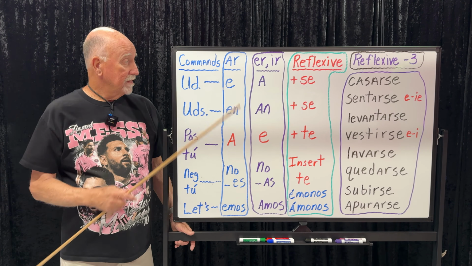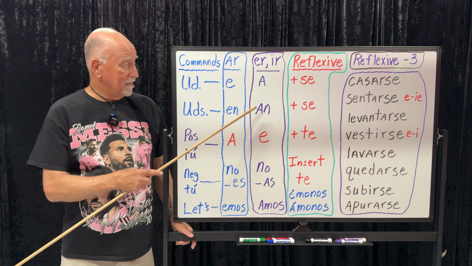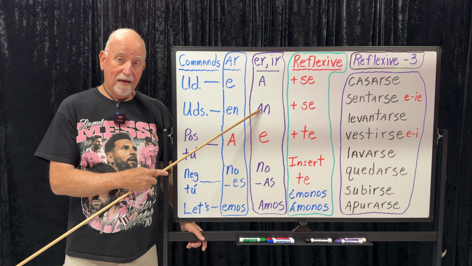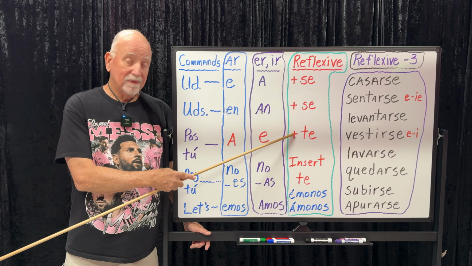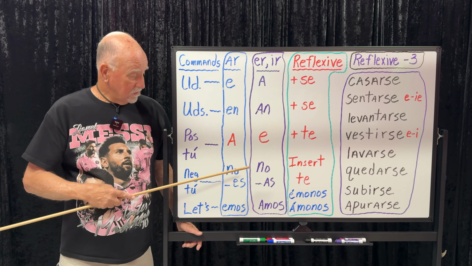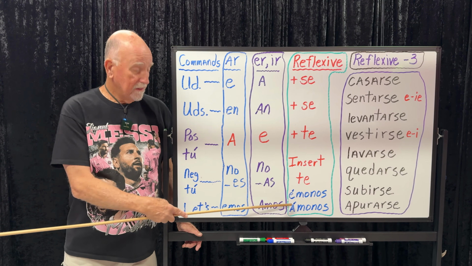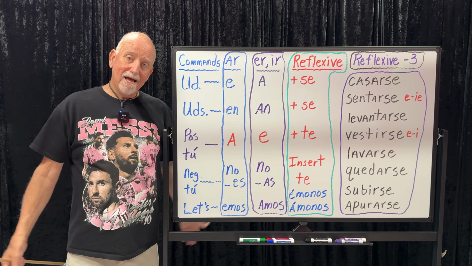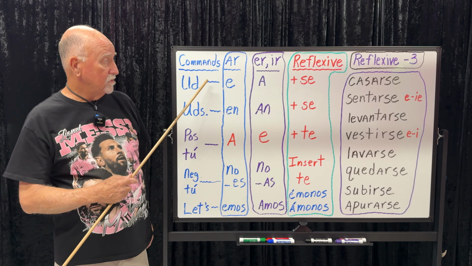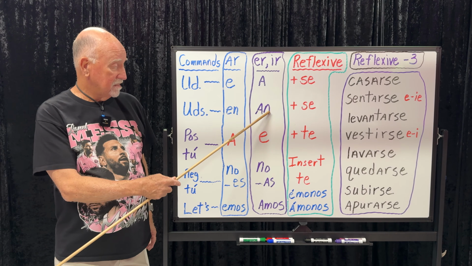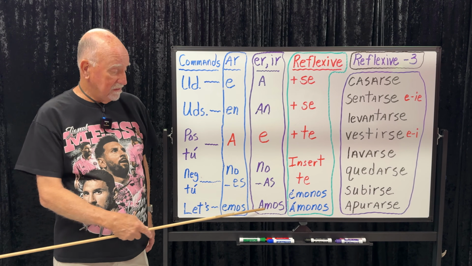Let's go with vestirse, E to I stem change, all the way through. Get dressed would be vístase, accent on the I. Get dressed to a group of little kids, vístanse. Get dressed to a friend, vístete. Don't get dressed would be no te vistas. Let's get dressed would be vistámonos. Now, if you want to say don't get dressed to an usted person, no se vista, no se vistan, no te vistas, and no nos vistamos.